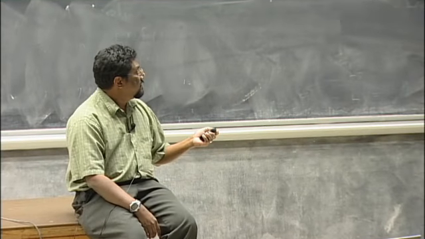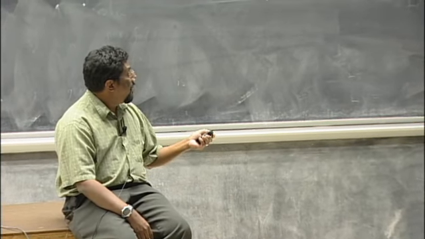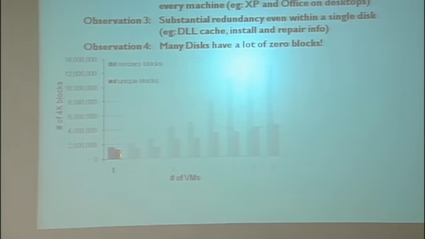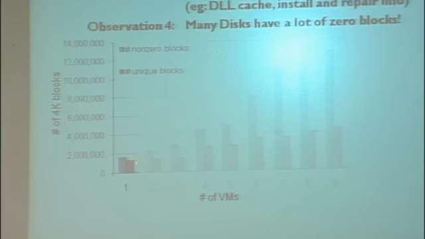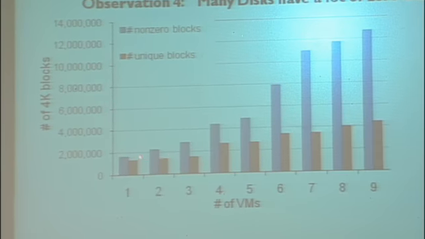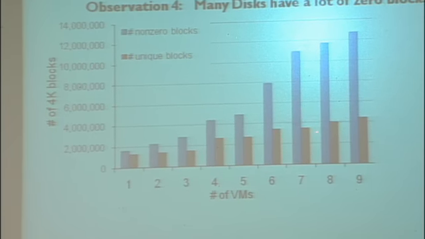And so the interesting thing is, if you take one virtual machine, this is the number of non-zero blocks, and this is the number of unique blocks. So unique blocks are fewer than non-zero blocks. But if you keep adding more and more virtual machines, then of course the number of total blocks keeps going up, but the number of unique blocks doesn't keep increasing.